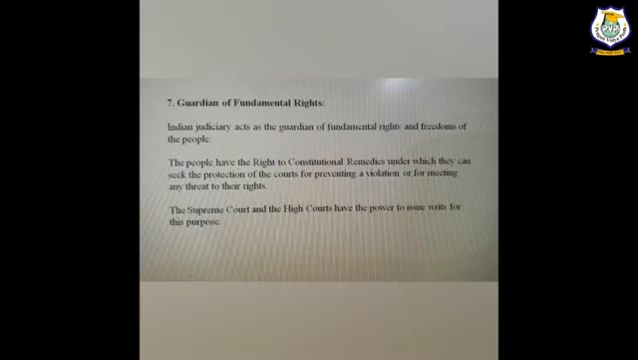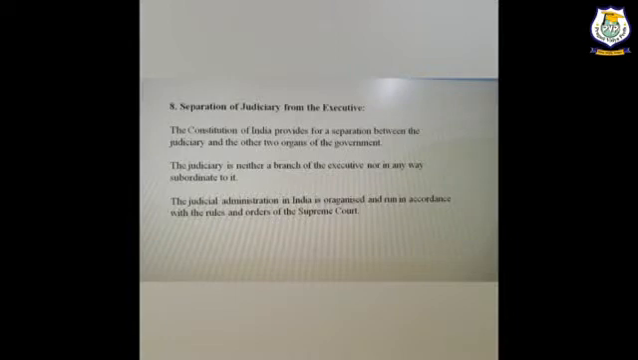Seventh is guardian of fundamental rights. The Indian judiciary acts as the guardian of the fundamental rights and freedoms of the people. The people have the right to constitutional remedies, under which they can seek the protection of the court for preventing a violation or meeting a threat to their rights. The Supreme Court and High Courts have the power to issue writs.